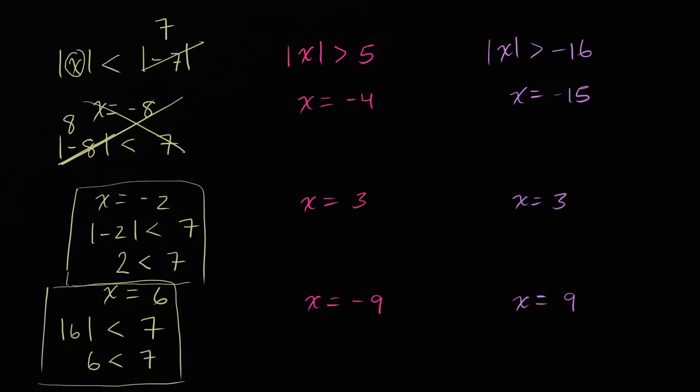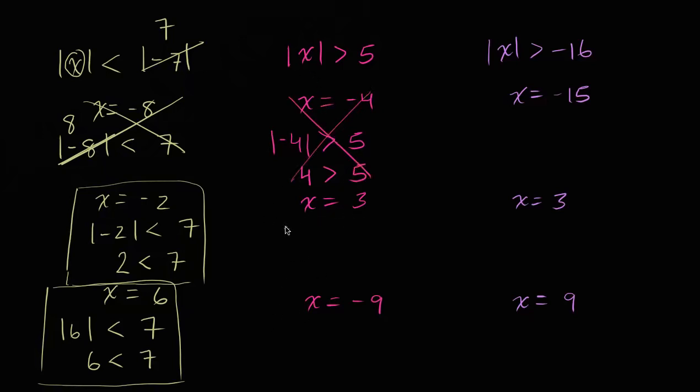Now let's do this one here in this magenta color. And once again, I encourage you to pause the video and try to work through it on your own. So let's try x equals -4. If x equals -4, we're going to say the absolute value of -4 is greater than 5. The absolute value of -4 is just going to be 4. Is 4 greater than 5? No, 4 is less than 5. So that doesn't work.